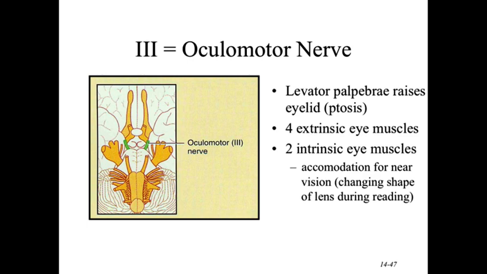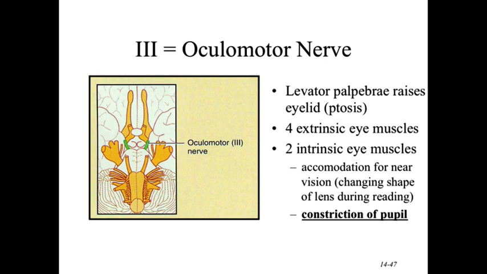There are 4 extrinsic eye muscles and 2 intrinsic eye muscles. So cranial nerve 3 deals with all the other eye muscles except for SO4 and LR6. So anything other than the superior oblique and the lateral rectus is going to be cranial nerve 3 from a motor perspective. There are two intrinsic eye muscles that are involved in accommodation for near vision. It changes the shape of the lens, and it's involved in constricting the pupil.